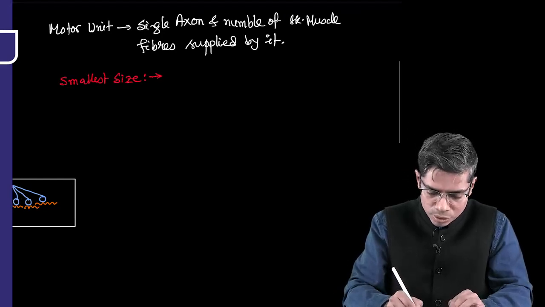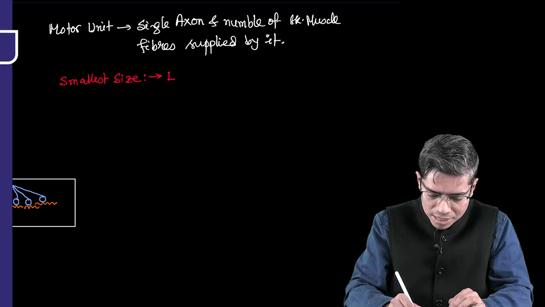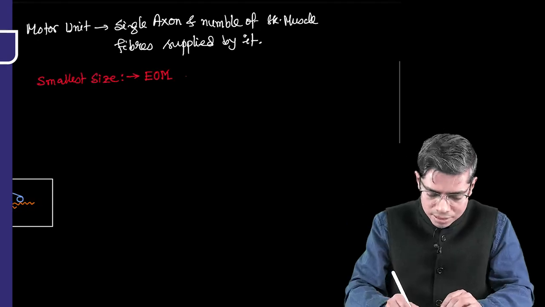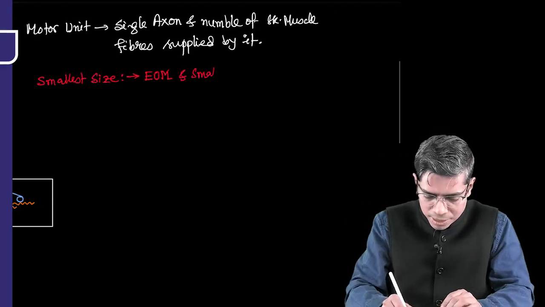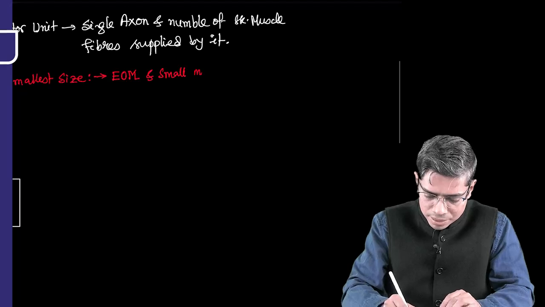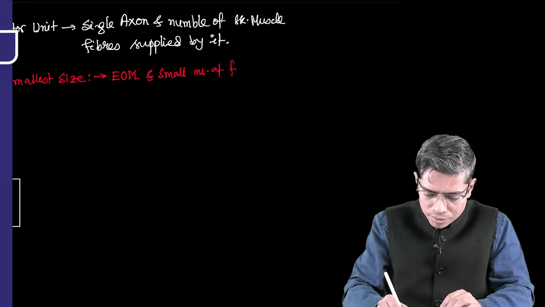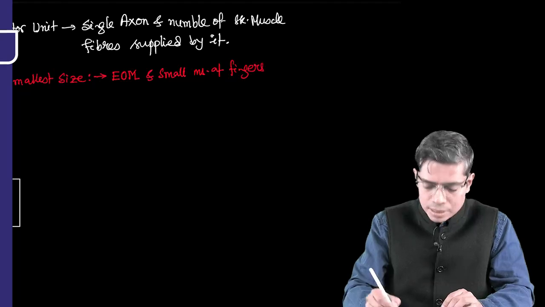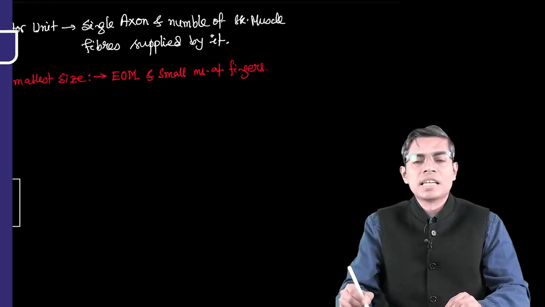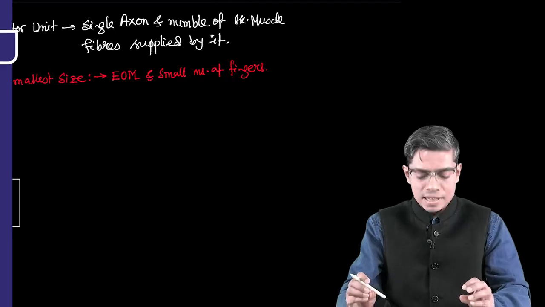So the smallest size motor unit is present at the level of the extraocular muscles, as well as the small muscles of the fingers, right. So these lumbricals and interossei, those muscles have the smallest size motor units.